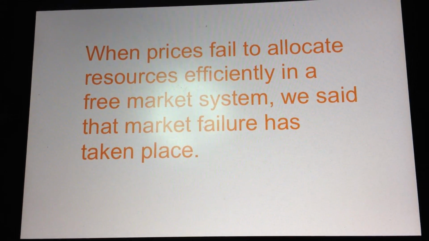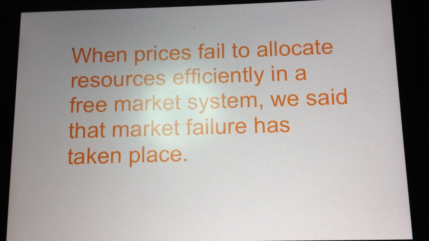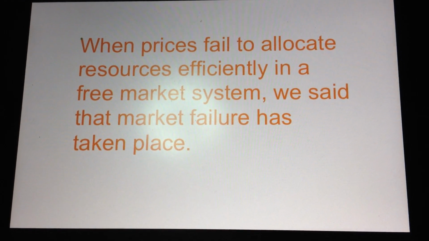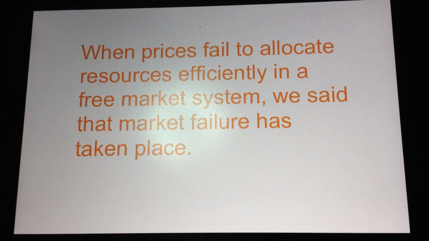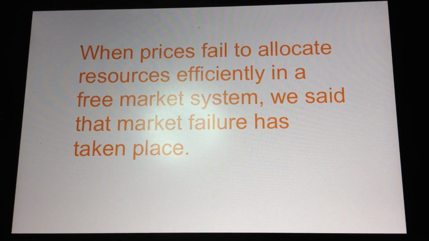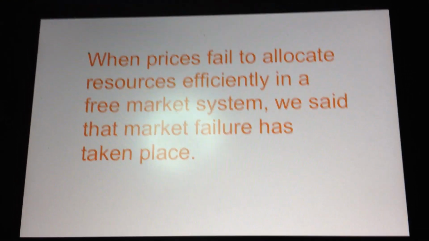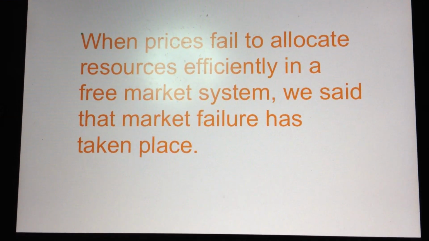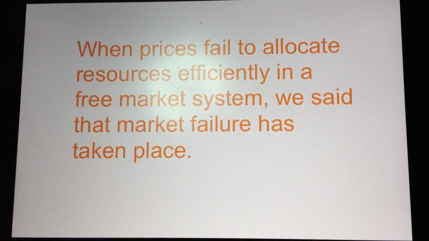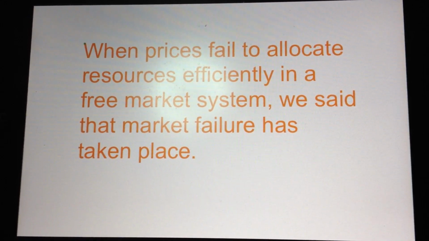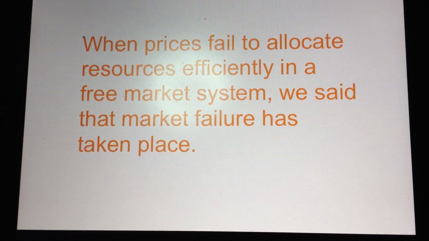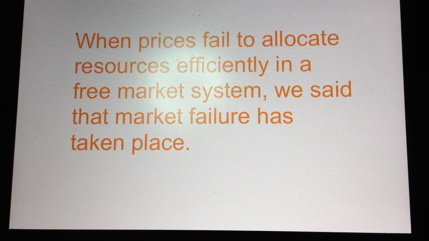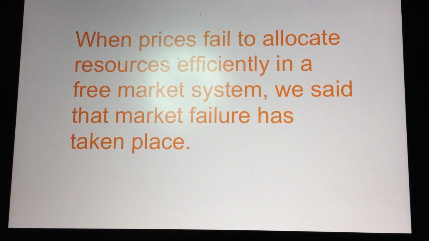Okay, so when prices fail to allocate resources efficiently in the free market system, we say that market failure has taken place. So market failure really is about the failure of the price mechanism to allocate resources efficiently. If you remember what I told you about the efficient allocation of resources, in an economy we should have economic efficiency, which means that we have allocated resources in a way that maximizes the welfare of the people in the economy. So market failure really is about the failure to efficiently allocate resources in the economy.